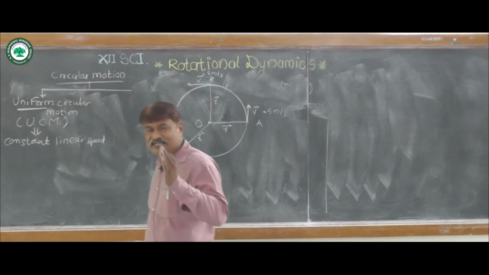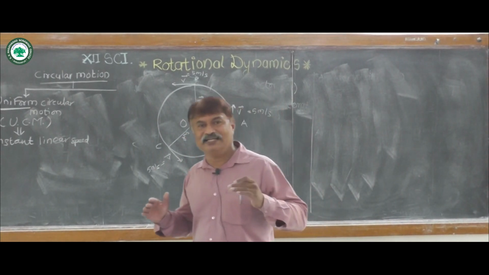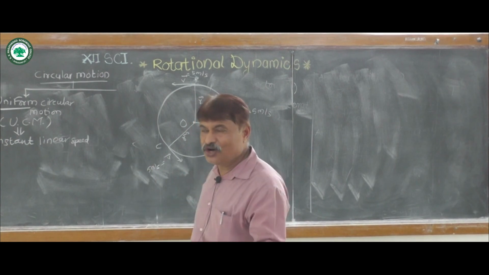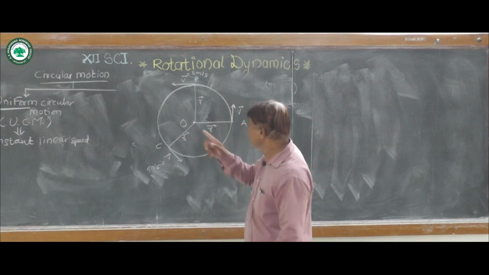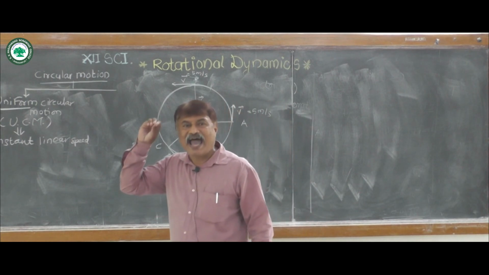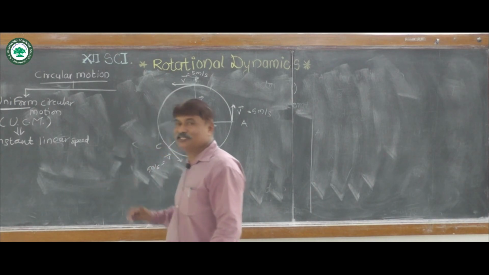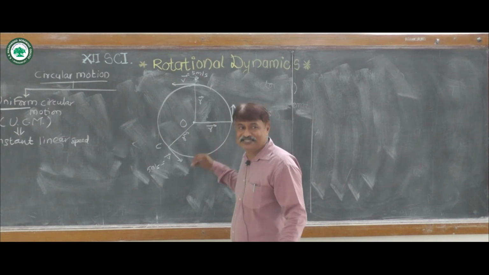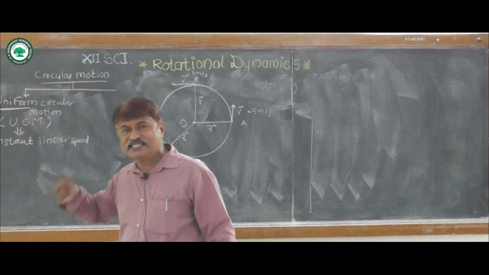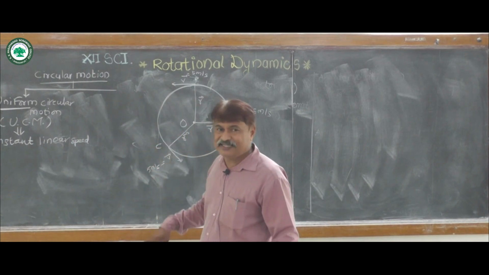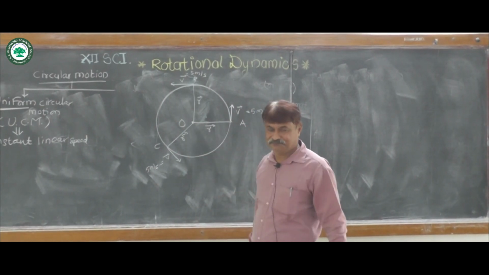As there is change in the direction of velocity, we know that acceleration is the physical quantity which depends upon the change in the velocity with respect to time. As there is change in the velocity, therefore this type of motion is called accelerated motion. Means uniform circular motion is accelerated motion. Why is it called accelerated motion? Because the velocity changes continuously due to the change in the direction. Therefore it is called accelerated motion.